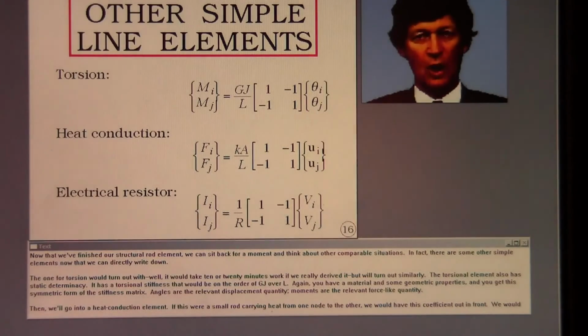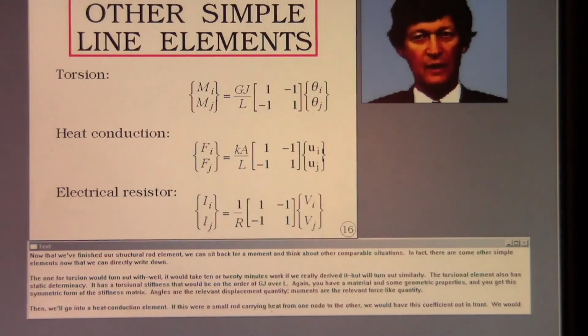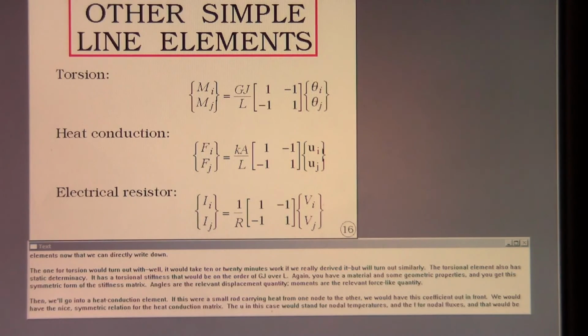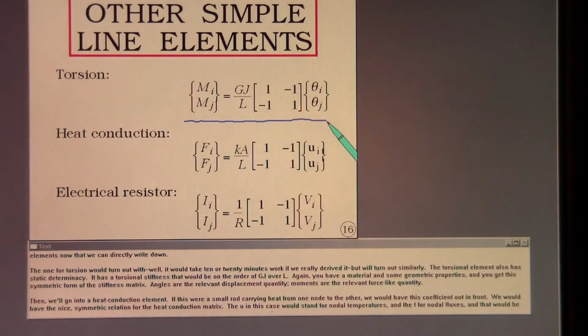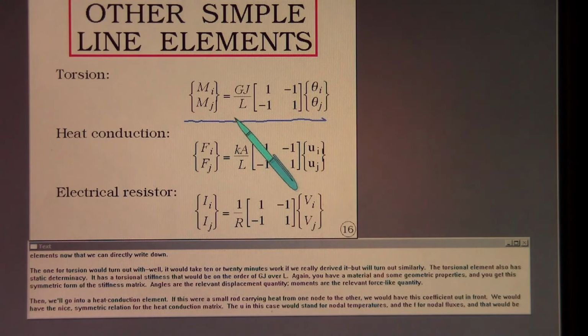Now that we've finished our structural rod element, we can sit back for a moment and think about other comparable situations. In fact, there are some other simple elements now that we can directly write down. The one for torsion would take 10 or 20 minutes of work if we really derived it, but will turn out similarly.